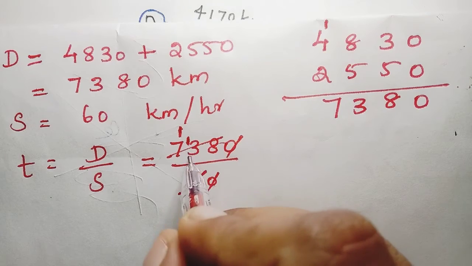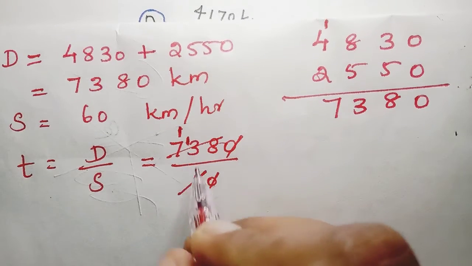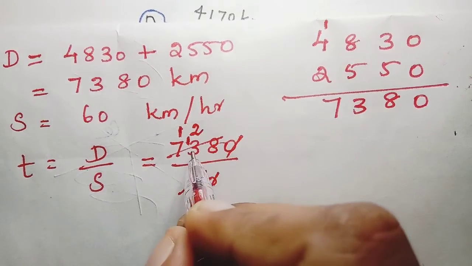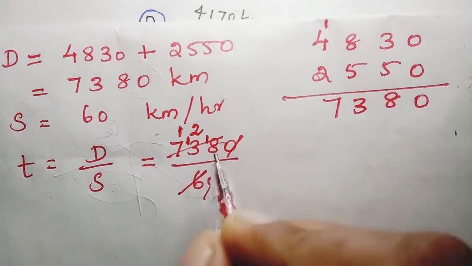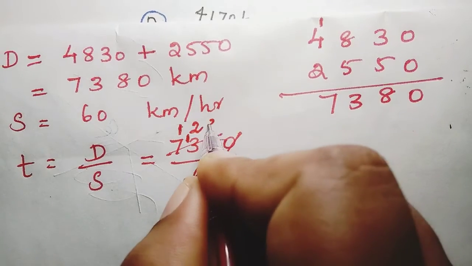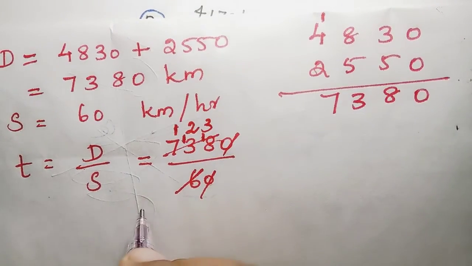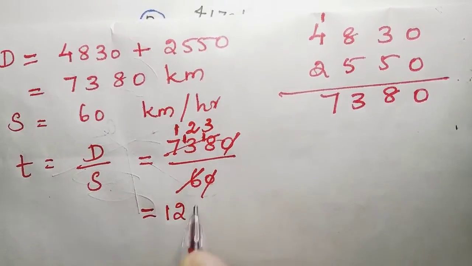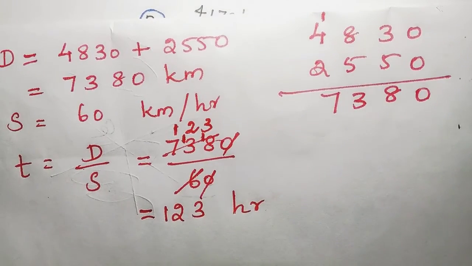What will be the multiple of 6 here? 12, right? 2 sixes are 12. Again one balance. Put this one here. So 1 and 8, 18. 3 sixes are 18, right? So the answer is 123 hours.